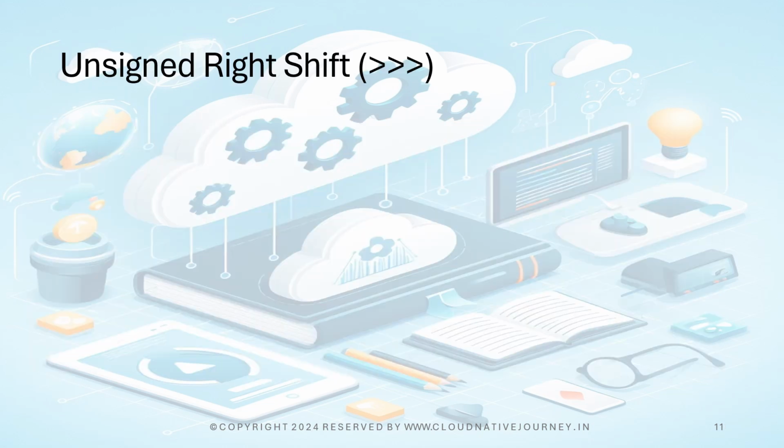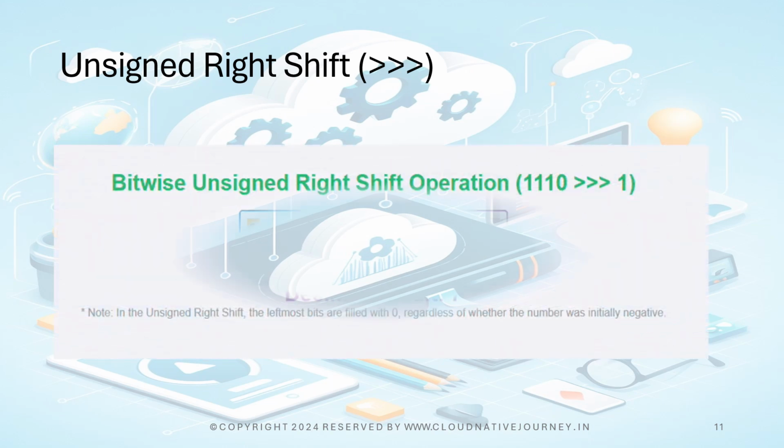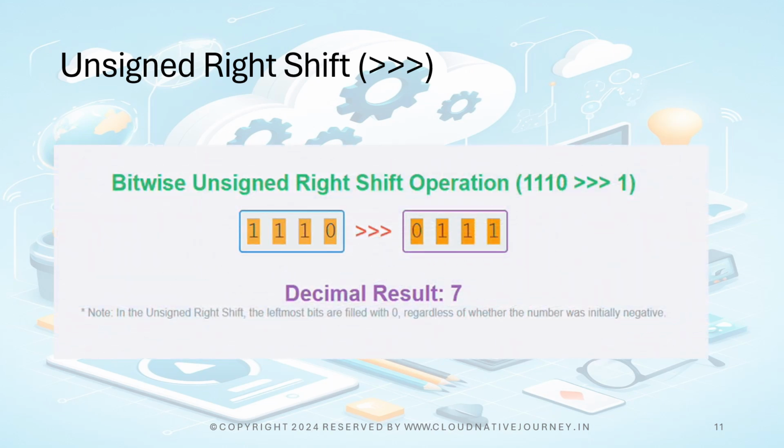Then the unsigned right shift operator, which is similar to the right shift, but instead of preserving the sign bit for negative numbers, it fills the leftmost bits with zeros. For example, 1110, if we do an unsigned right shift operation by 1, the result would be 0111, which is 7, even though the number was initially negative.